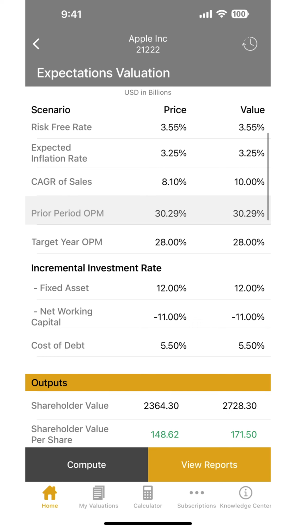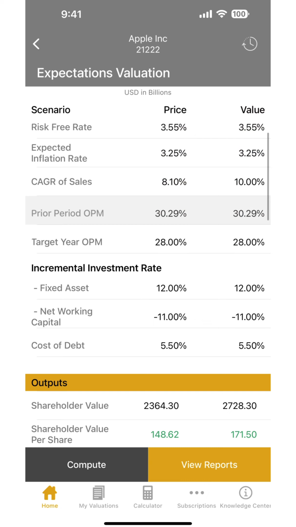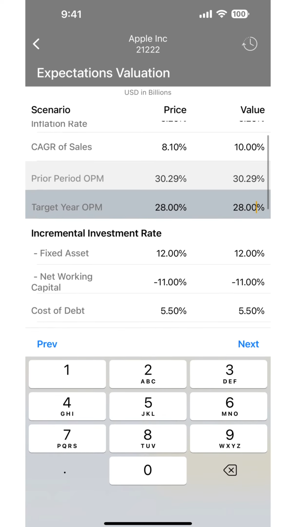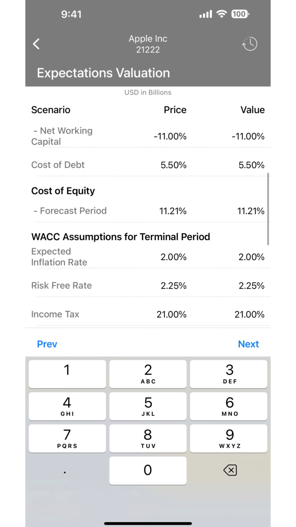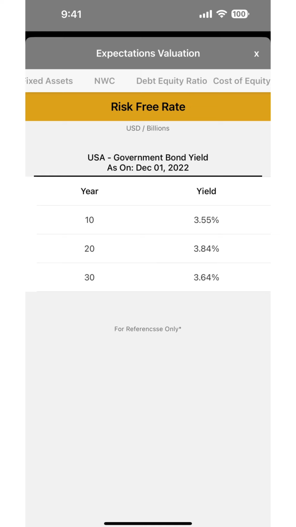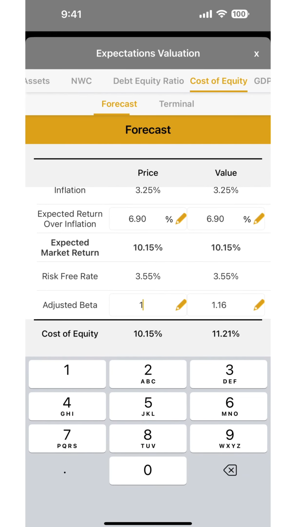As we had kept identical assumptions for both price and value scenarios, we need to change the value drivers in the value scenario based on our assumptions to analyze the gap in price and value. Here, we revise revenue CAGR at 10% for 10 years and the target year OPM of 30%. We also adjust the risk in the cost of equity, which is now changed to 10.15% for the forecast period by changing the beta from 1.16 to 1.